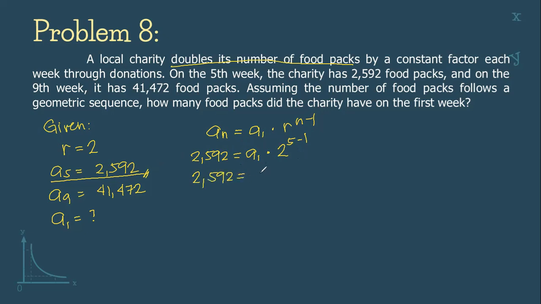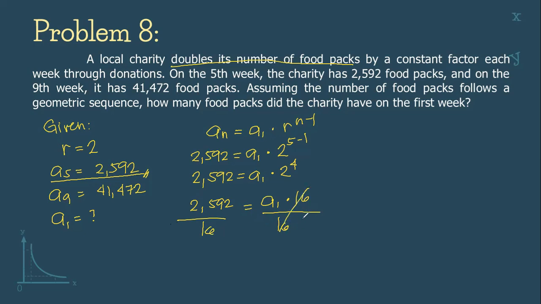So we have here 2,592 is equal to a sub 1 multiplied by 2. So 5 minus 1, that is 4. So what is 2 raised to 4? Actually, that is 16, di ba po? Because 2 times 2, that is 4, times 2, that is 8, times 2 again, that is 16. So multiply tayo dito by 16. So we need to isolate a sub 1 on the right side of the equation. And to do that, we can divide both sides by 16.